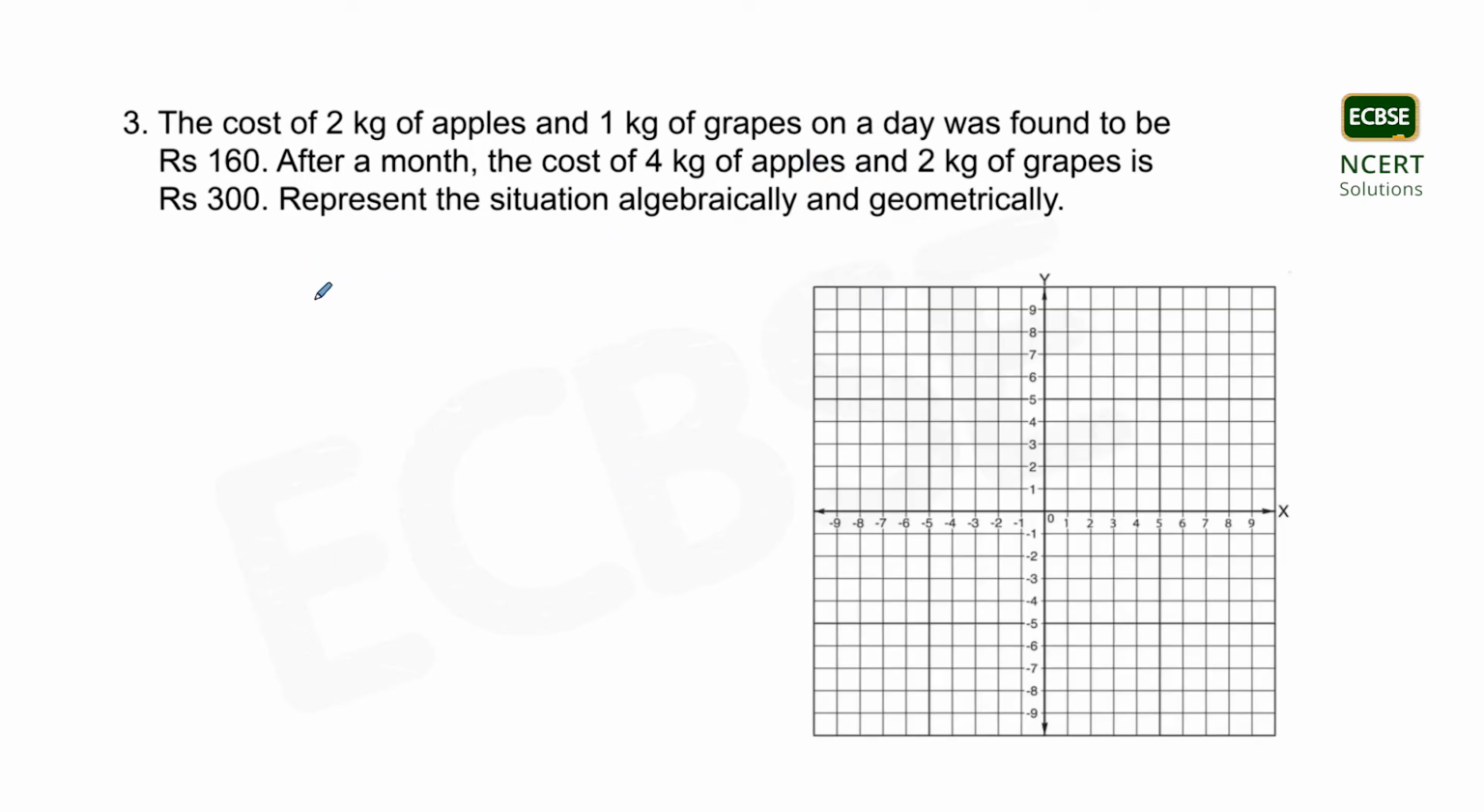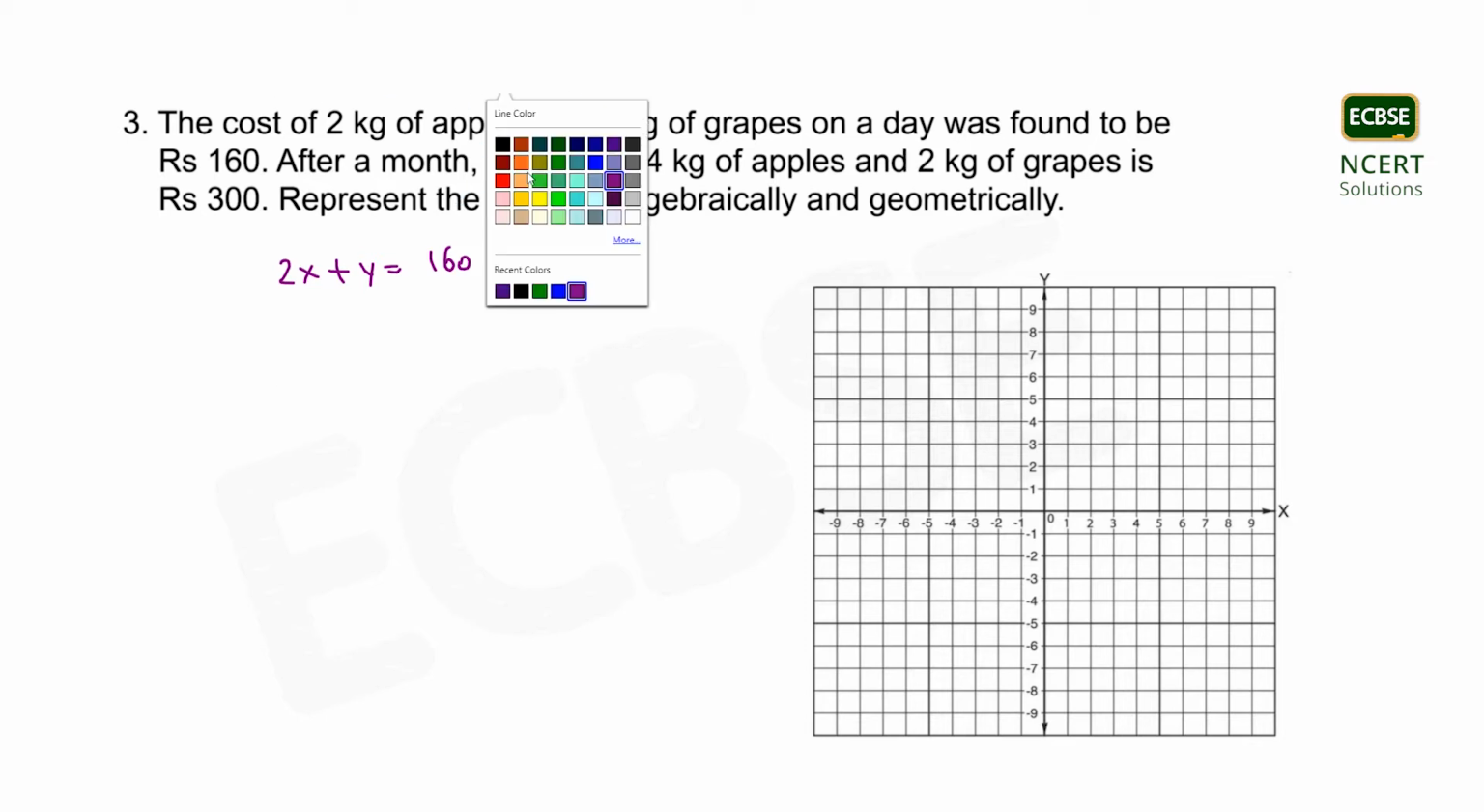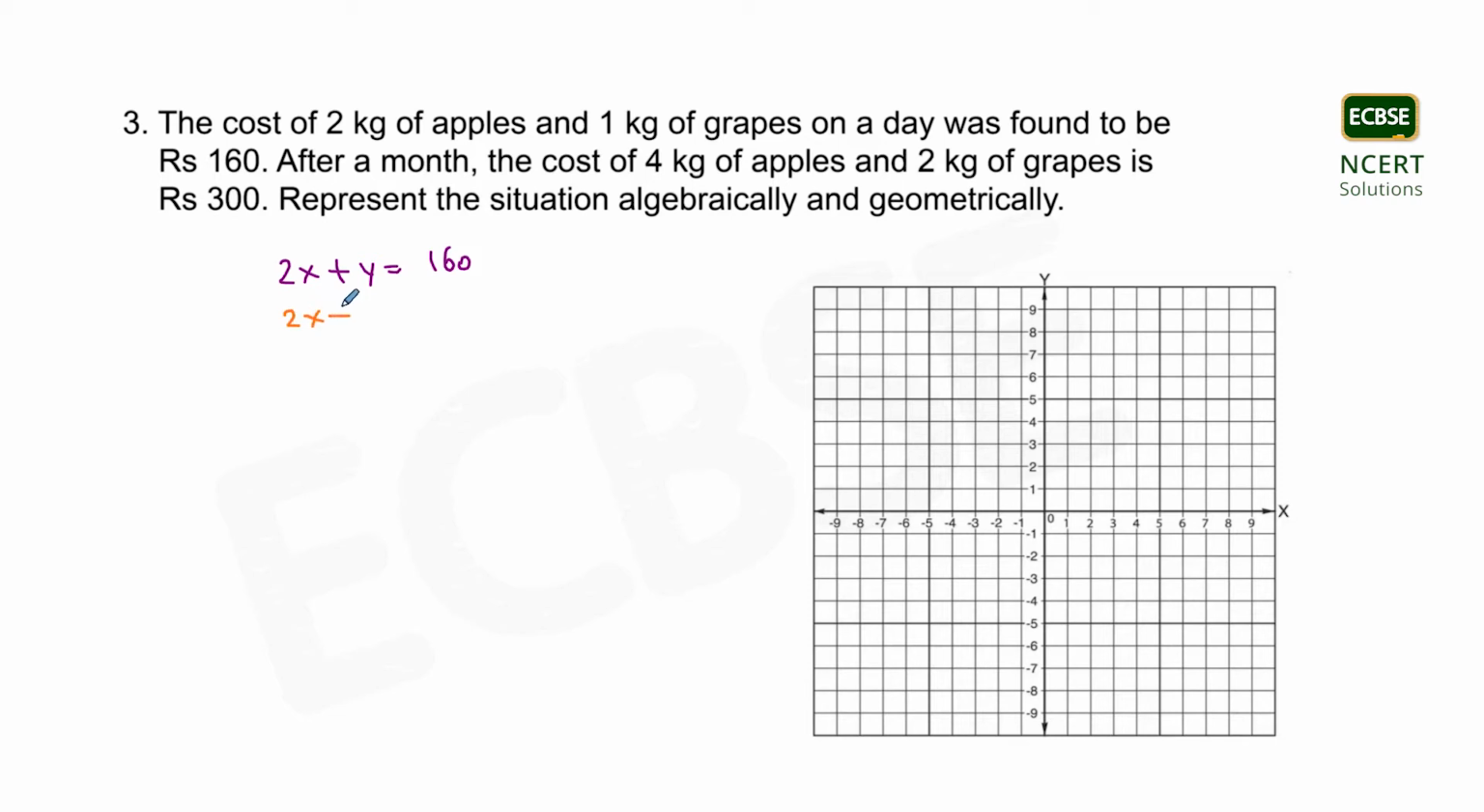So if we write the two equations obtained again, the first equation was 2x plus y is equal to 160, and the second equation was 2x plus y is equal to 150. Let me mark this with another color to distinguish between the two. These were the two equations obtained earlier.